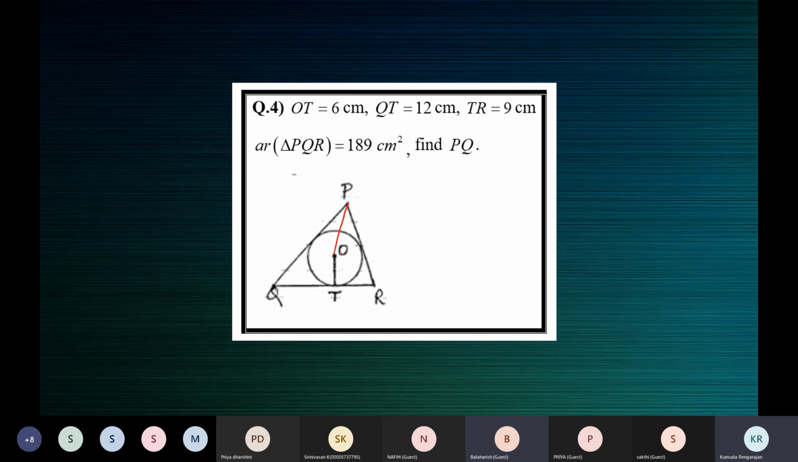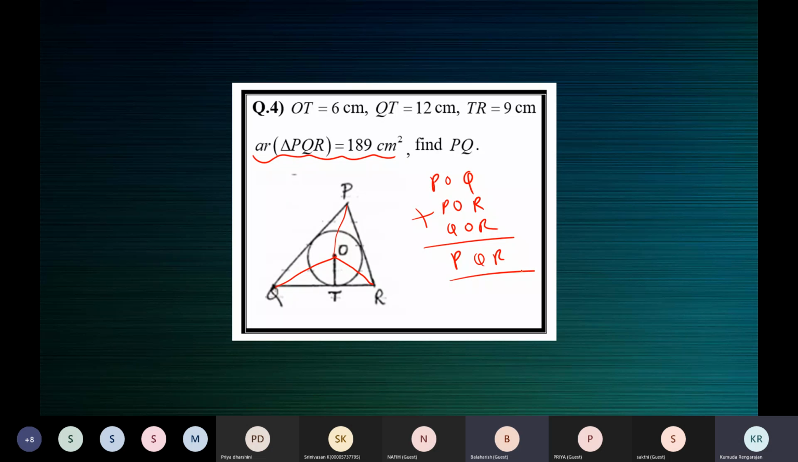OP, join OQ. Oh, sorry. I repeat, we are given the area of the whole triangle PQR. Now we're going to divide the whole triangle into 3 smaller triangles by joining OP, OQ, and OR. Now we have 3 triangles, POQ, POR, QOR. Watch out. The sum of the areas of these 3 small triangles will give us the area of the whole triangle PQR.